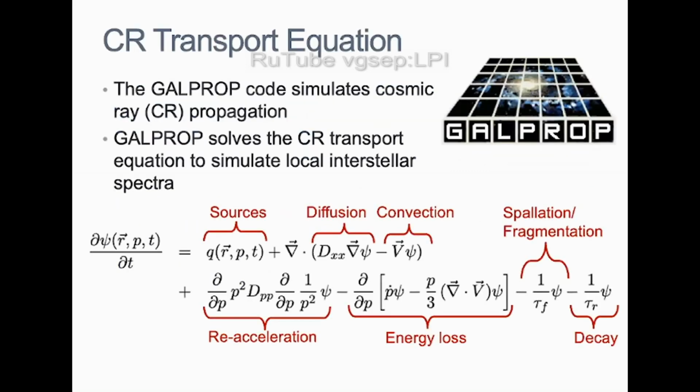First, I'll start with introducing the Galprop code, developed at Stanford and the Max Planck Institute over decades to simulate cosmic ray propagation through the galaxy. Galprop is our key tool for simulating local interstellar spectra for each cosmic ray species by numerically solving the cosmic ray transport equation. The transport equation shown here includes terms that govern cosmic ray sources, diffusion, convection, reacceleration, energy loss, spallation, and decay.